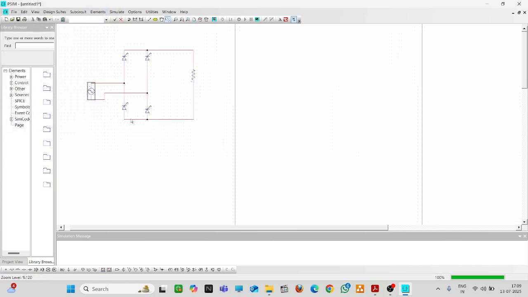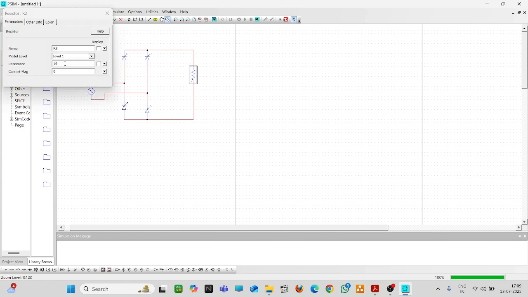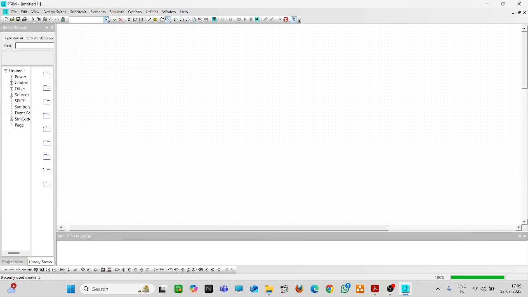Now these are the ideal switches. We'll keep the load as 10 ohms only. The current will be attenuated by that much resistance because I will be equal to V upon R. The resistance has been connected onto the output side, so you can easily apply Ohm's law.